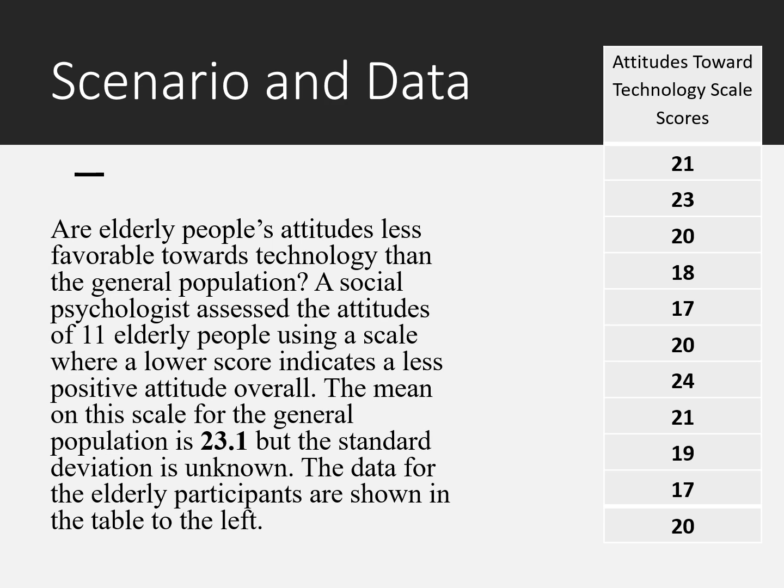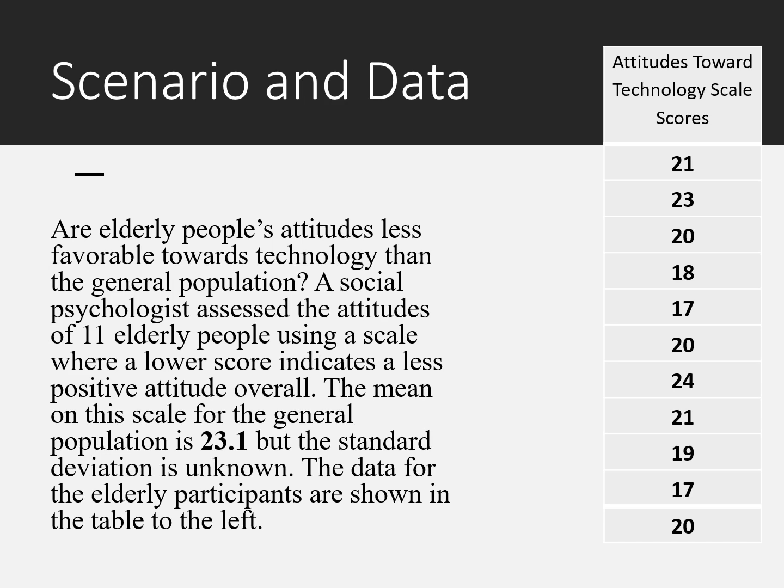Let's take a closer look at this data. We see that the sample size of the elderly is 11. The population mean is 23.1, but this population standard deviation is unknown. Now we don't have the sample mean, but we have all 11 data points, so we can figure that out. But since we don't have a population standard deviation, we cannot run a z-test. Therefore, we will be running a single sample t-test.